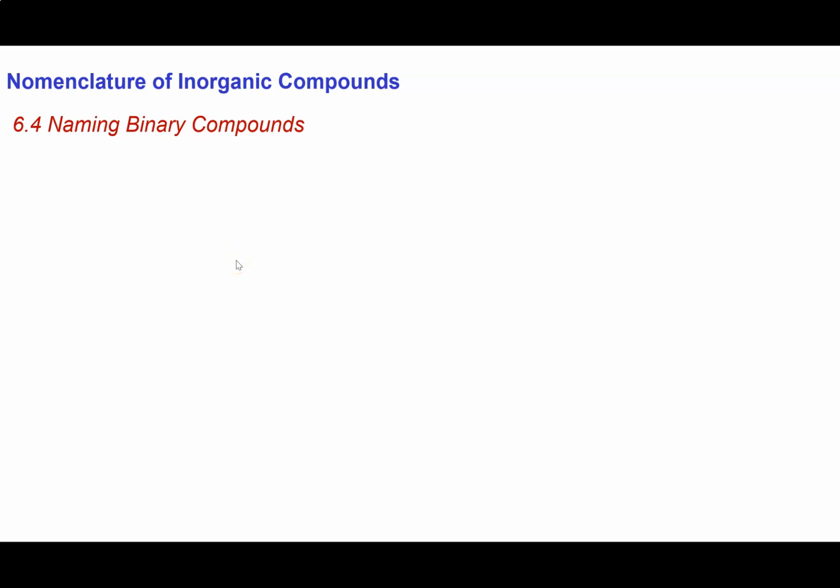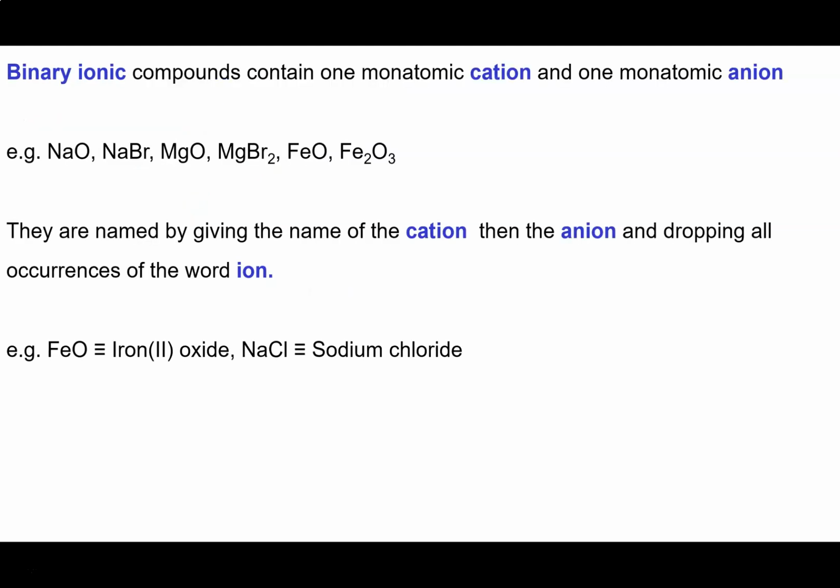So now we're going to look at naming of binary compounds in a general sense. Binary compounds are just those compounds formed between two elements. And we've seen that those two elements for an ionic compound will be a metal and a non-metal. We're also going to have to figure out how we're going to name those molecular compounds that we talked about way back in section 3.3.